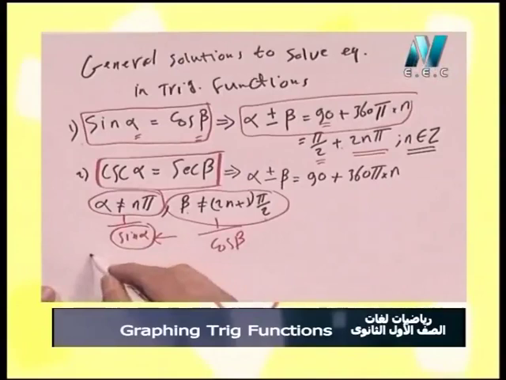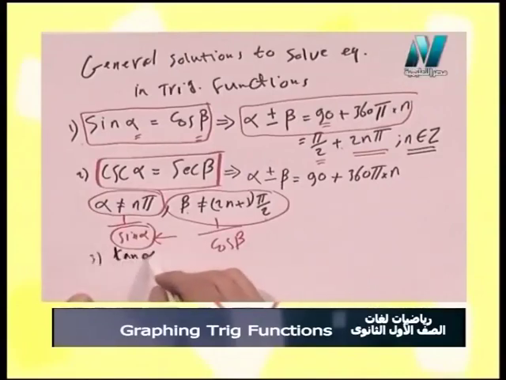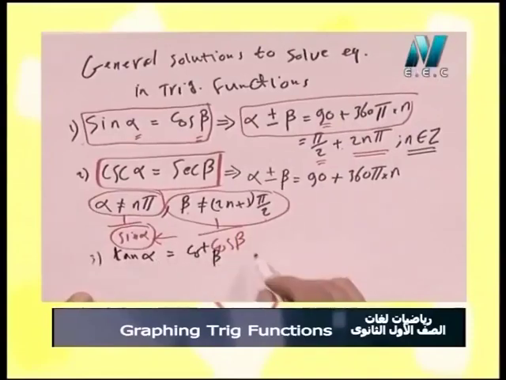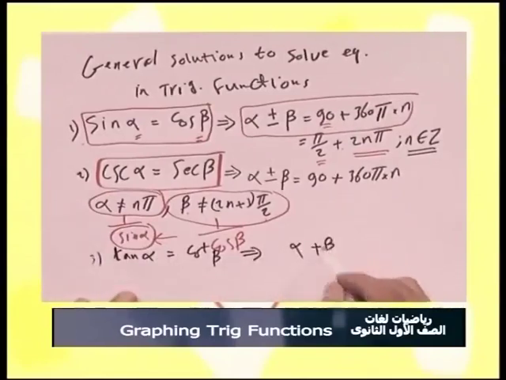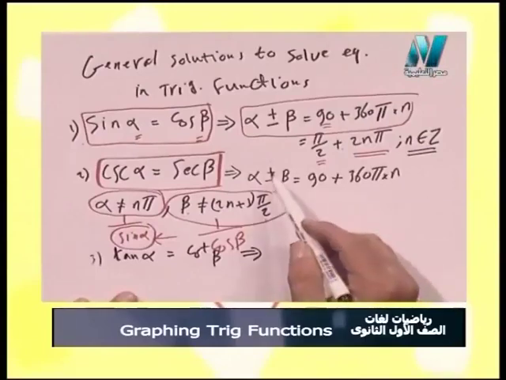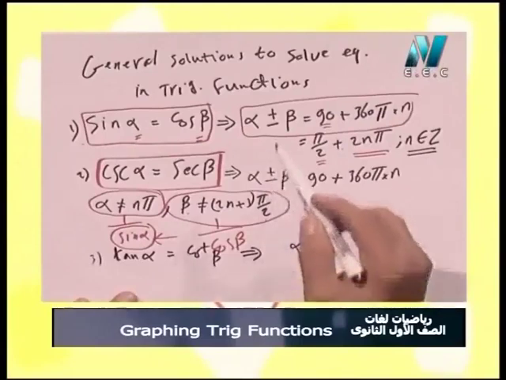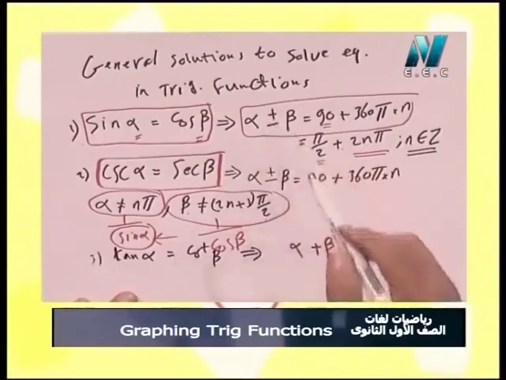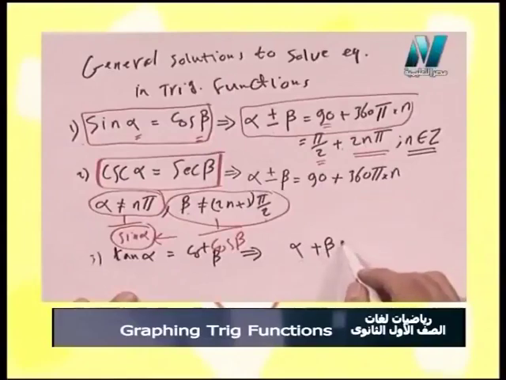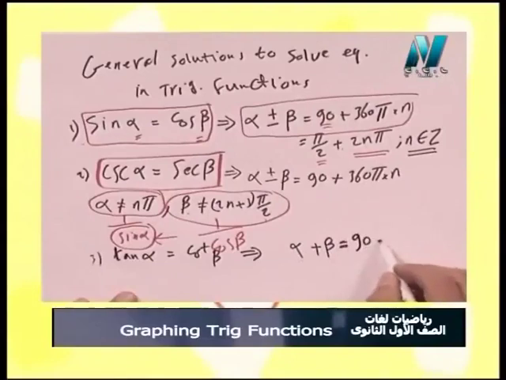We have the third rule here. If we have tan alpha equal cotan beta, then we have alpha plus beta. Concentrate that it's only plus. Here, plus or minus, sum or difference. Here also plus or minus, sum or difference. But here alpha plus beta equals 90 plus, concentrate well, 180 n.